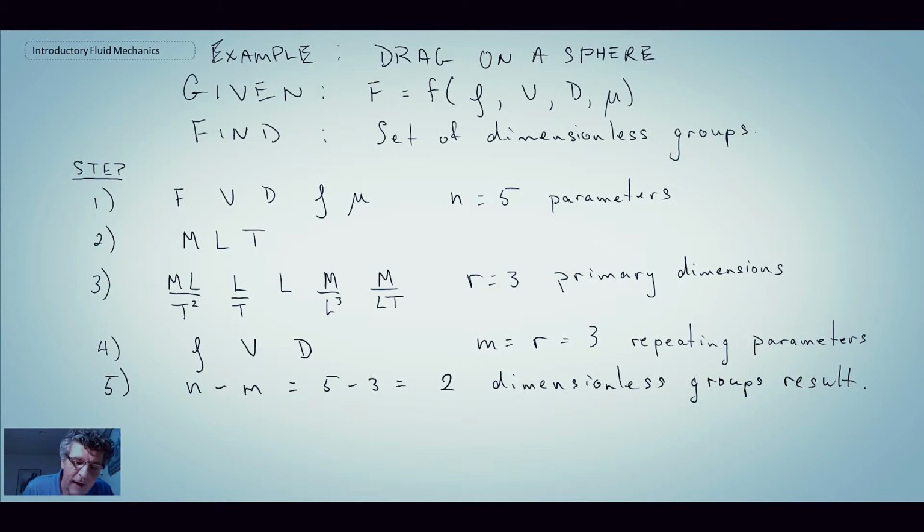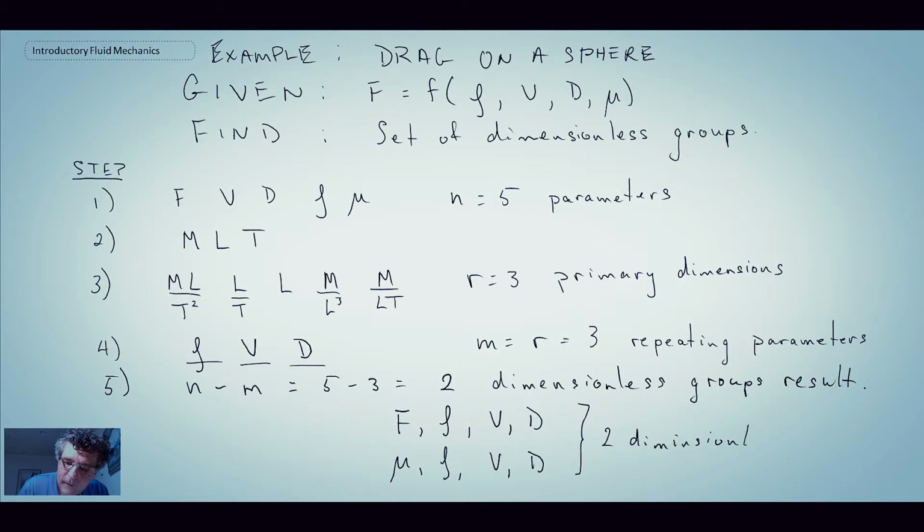And what we have, we said that each of those is going to consist of rho vd, and so we combine it with the remaining variables or parameters. So one of them is going to have force, rho vd, and the other one is going to have viscosity, rho vd. So those are the basis for our 2 dimensionless groups. And we'll cluster those together and come up with a dimensionless number. Currently they're dimensional, but we have to come up with exponents for that.